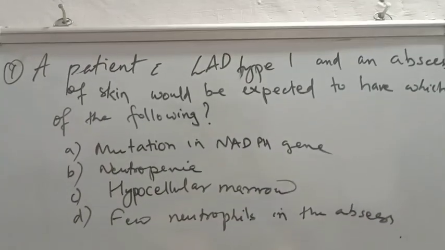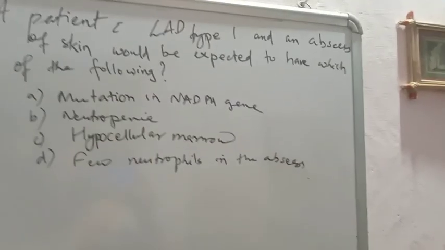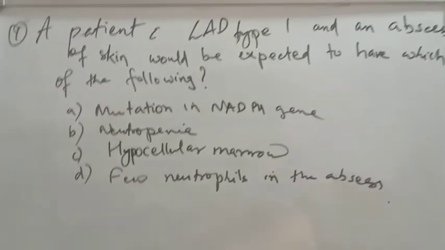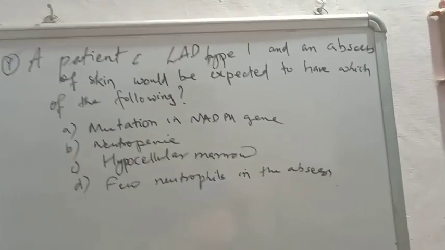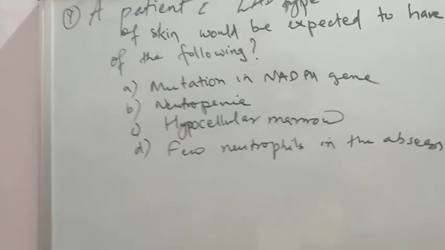So let's do the first question of the day. The patient with LAD type 1, LAD is leukocyte adhesion deficiency type 1, and an abscess of skin would be expected to have which of the following? Mutation in NADPH gene, neutropenia, hypocellular marrow, and few neutrophils in the abscess.